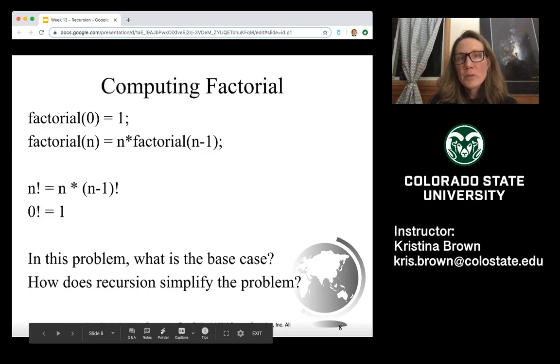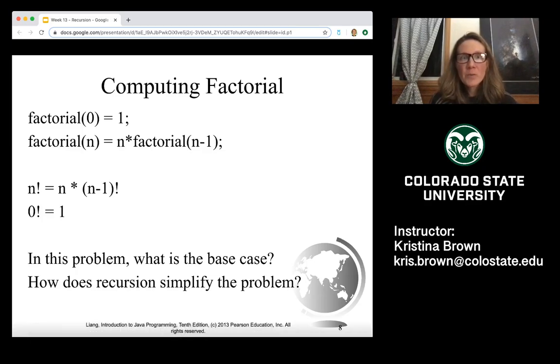So what we're going to be doing in the next couple of videos is computing a factorial using recursion. And this is where you can actually stop the video and think about what the base case is and how recursion simplifies this problem. So at this point, I want you to stop the video, write down this problem, and think about how we would solve this recursively. I'm going to go ahead and stop the video here, and then I'll see you in the next video. But I encourage you to work through this on your own first.